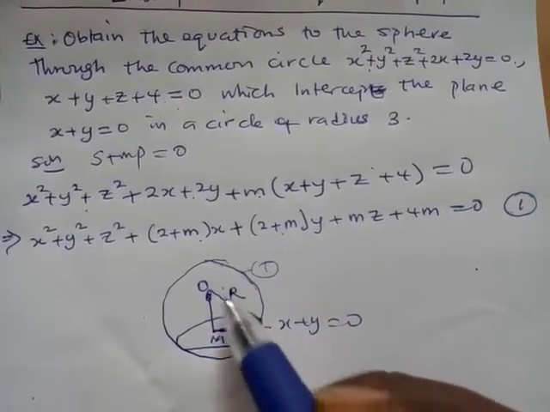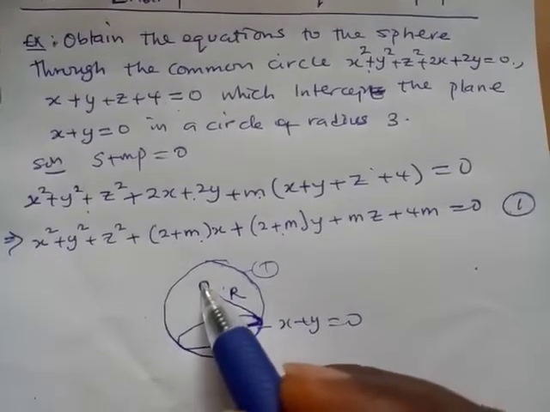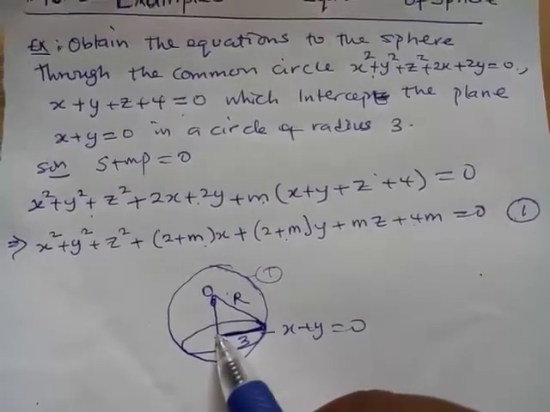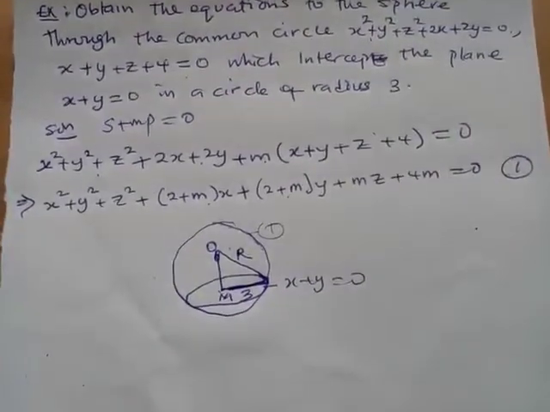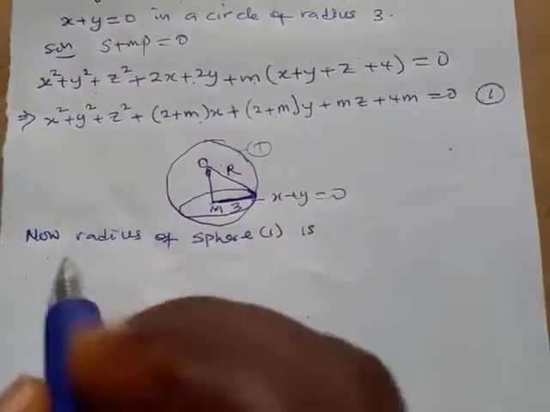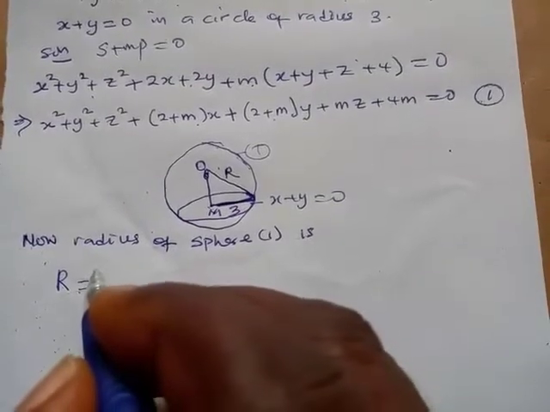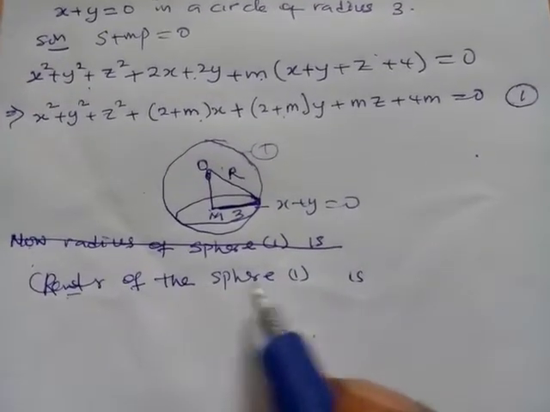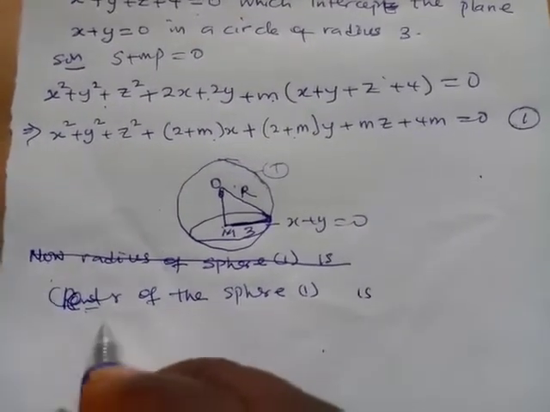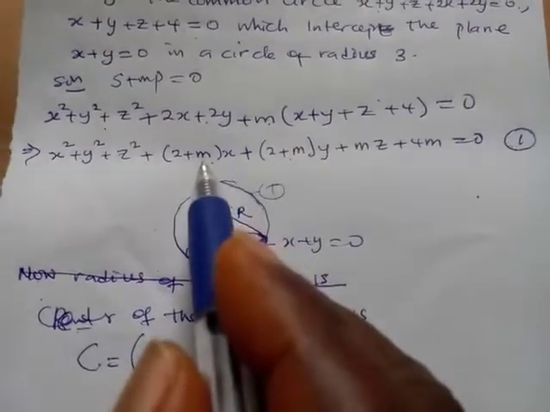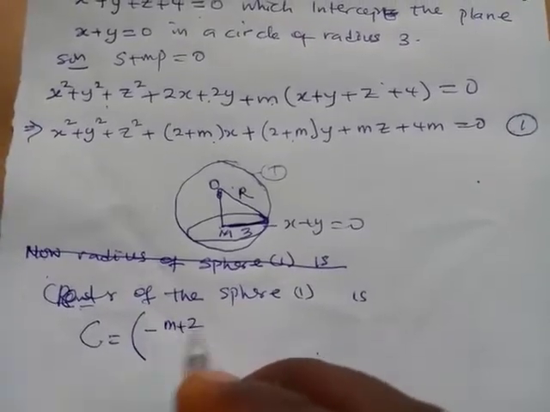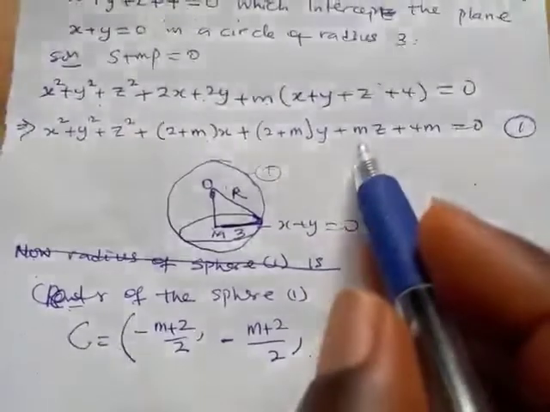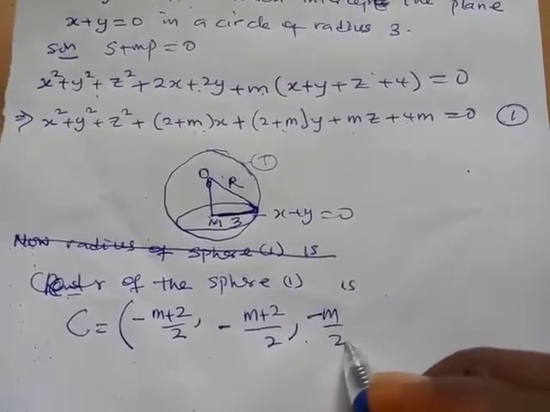So we need to find the radius of this sphere, and we know that this line from O to this place, sorry, is the distance from the center of the sphere to the plane. Now let us first find the radius of S1. The radius of this sphere S1 will be r. We need to first find the center, so let's find the center before we come to the radius. The center of the sphere S1 is this. We know the center to be equal to the negative of half of this, that is minus (m plus 2) divided by 2, comma, negative of half of this, 2 minus (m plus 2) divided by 2, comma, negative half of this, that is minus m over 2. So that will be the center.